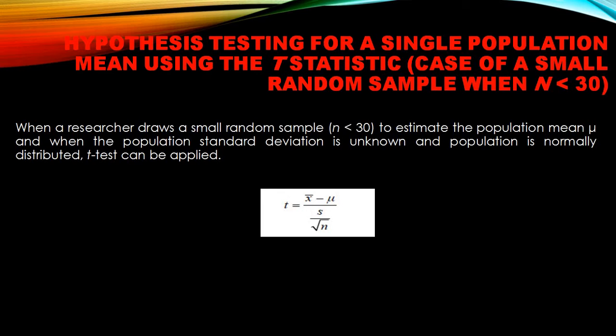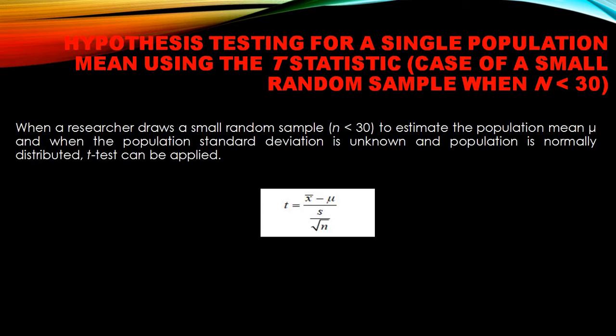That is, when a researcher draws a simple random sample and the sample size is less than 30, and we are using this small sample size to estimate the population mean, that is mu. And when the population standard deviation is also unknown, and the third is the population is normally distributed. Under these three circumstances, T can be applied.